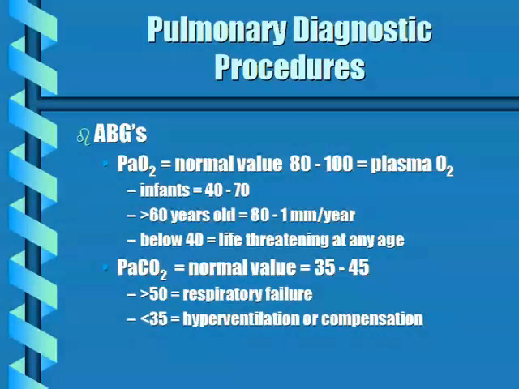If you're over 60 years old, you can take 80, the low normal number, and subtract 1 millimeter a year and still be normal. But please remember that any time your PaO2 is below 40, it is life-threatening at any age. So that is never, ever, ever normal. Your PaO2 will increase with supplemental oxygen.